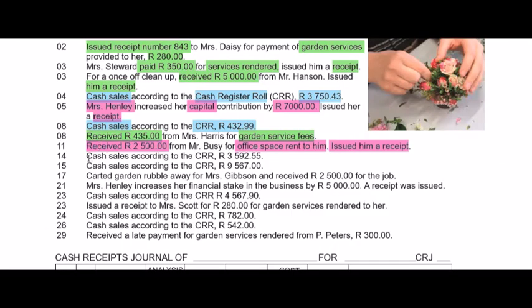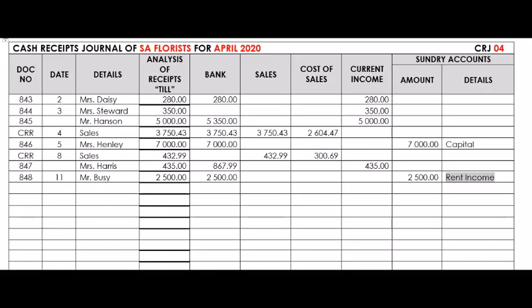Then on the 14th, we had cash sales according to the CRR, 3,592 Rand and 55 cents. So the document will be CRR. The date is the 14th. The details of sales. The amount we received goes to analysis of receipts and to bank because there's only one transaction for the day. And it was for a sale, so put the amount in the sales column and calculate your cost of sales.